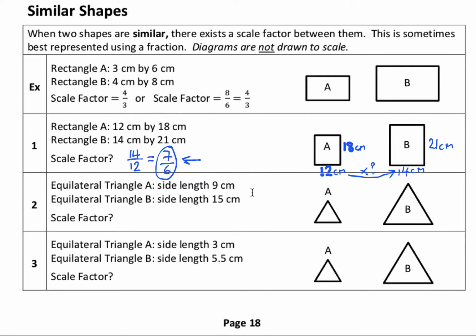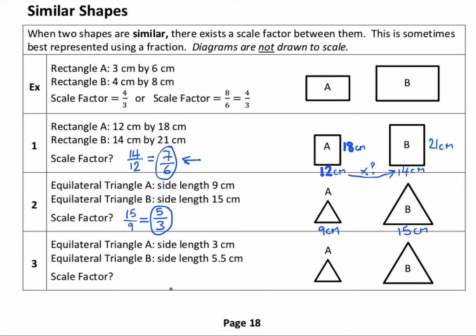Okay, question number 2. We've got equilateral triangles, so all lengths are the same, and on this one they are 9 centimetres, and on triangle B they are 15. Okay, so how do I turn 9 into 15? Well, again, I'm just going to divide new by old, so 15 divided by 9, and I'm going to simplify this fraction, and I can divide by 3, so that's going to give me 5 over 3. Okay, and again that would be a recurring decimal, just like this one would be, so it's actually better just to leave it as a fraction.